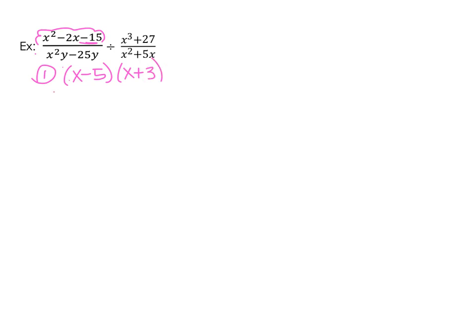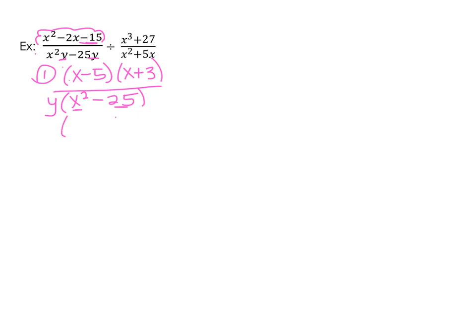Now watch this in the denominator, everybody. We have x squared y minus 25y. Notice both of the terms have a y in common. We can factor that out as a common factor, but it doesn't go away. It just stays on the outside. And then we have x squared minus 25 left over, and those are both perfect squares. So from 8.0, that's called the difference of perfect squares.